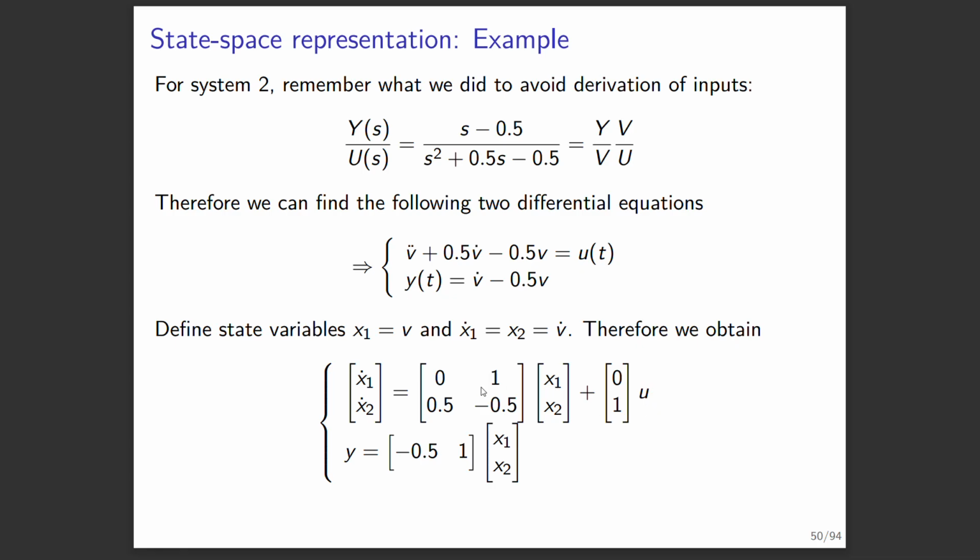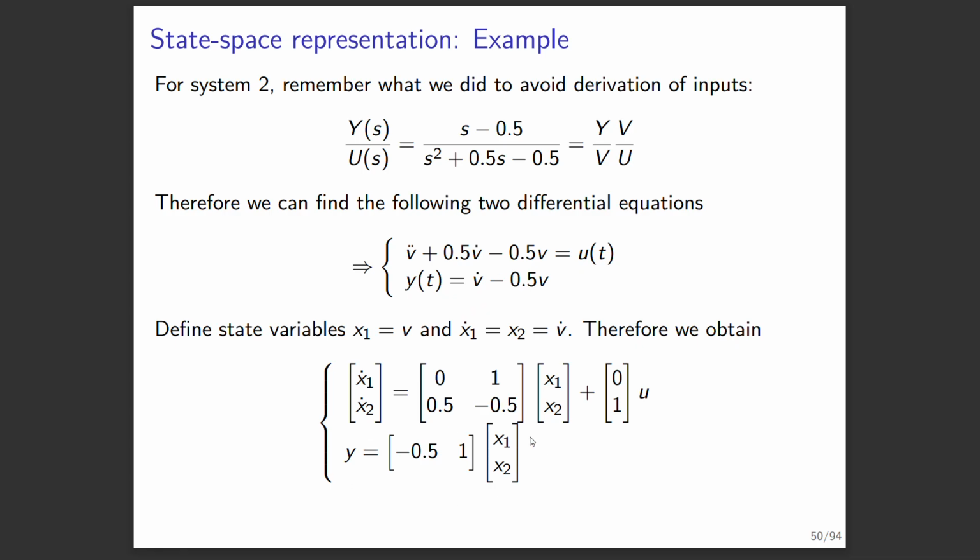How do I write this first row? Well, the first row is saying x1 dot is equal to 0 times x1 plus 1 times x2 plus 0 times u. So basically, the first row is just saying x1 dot is equal to x2. Do I have that anywhere? Yeah, it's here. x1 dot is equal to x2.